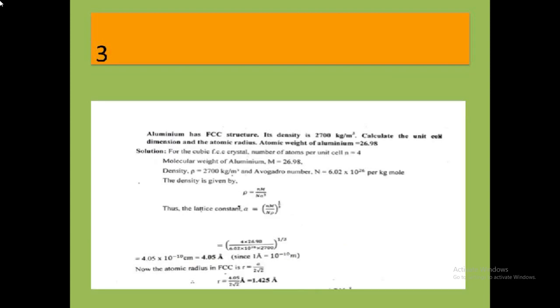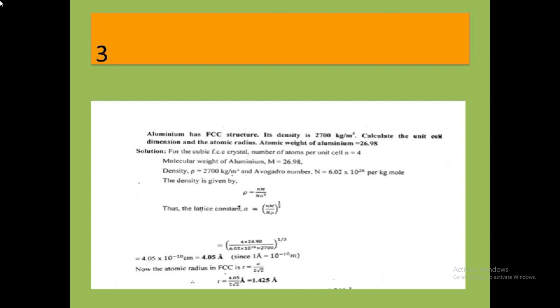Aluminum has an FCC structure, and its density is 2700 kg per meter cube. Calculate the unit cell dimension and atomic radius. The atomic weight of aluminum is also given as 26.98. The solution: for the cubic FCC crystal, the number of atoms per unit cell n is equal to 4, as I also told you. Molecular weight of aluminum, denoted by capital N, is equal to 26.98. Density rho is equal to 2700 kg per meter cube, and Avogadro number N is equal to 6.02 into 10 to the power 26 per kg mole.